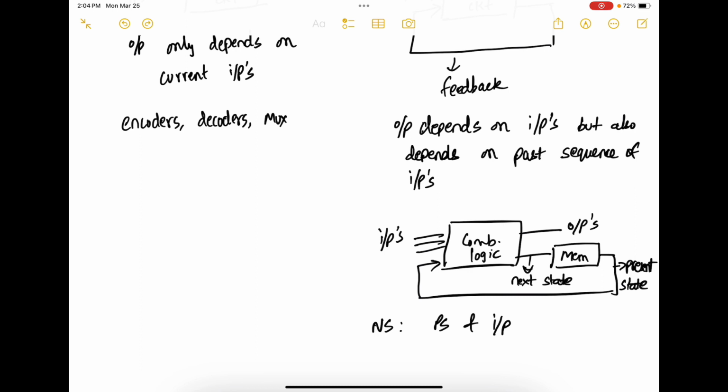Again, just to reiterate, in a combinational circuit, the output depends purely on the current input. In a sequential circuit, the output depends not only on the current inputs, but also the past sequence of inputs. This past sequence of inputs is stored in memory. This is where the concept of memory comes in. The memory has two states, the present state and the next state. The present state is nothing but the current value in memory, and the next state depicts how the memory is going to be modified. So your next state depends on the present state and the current input.